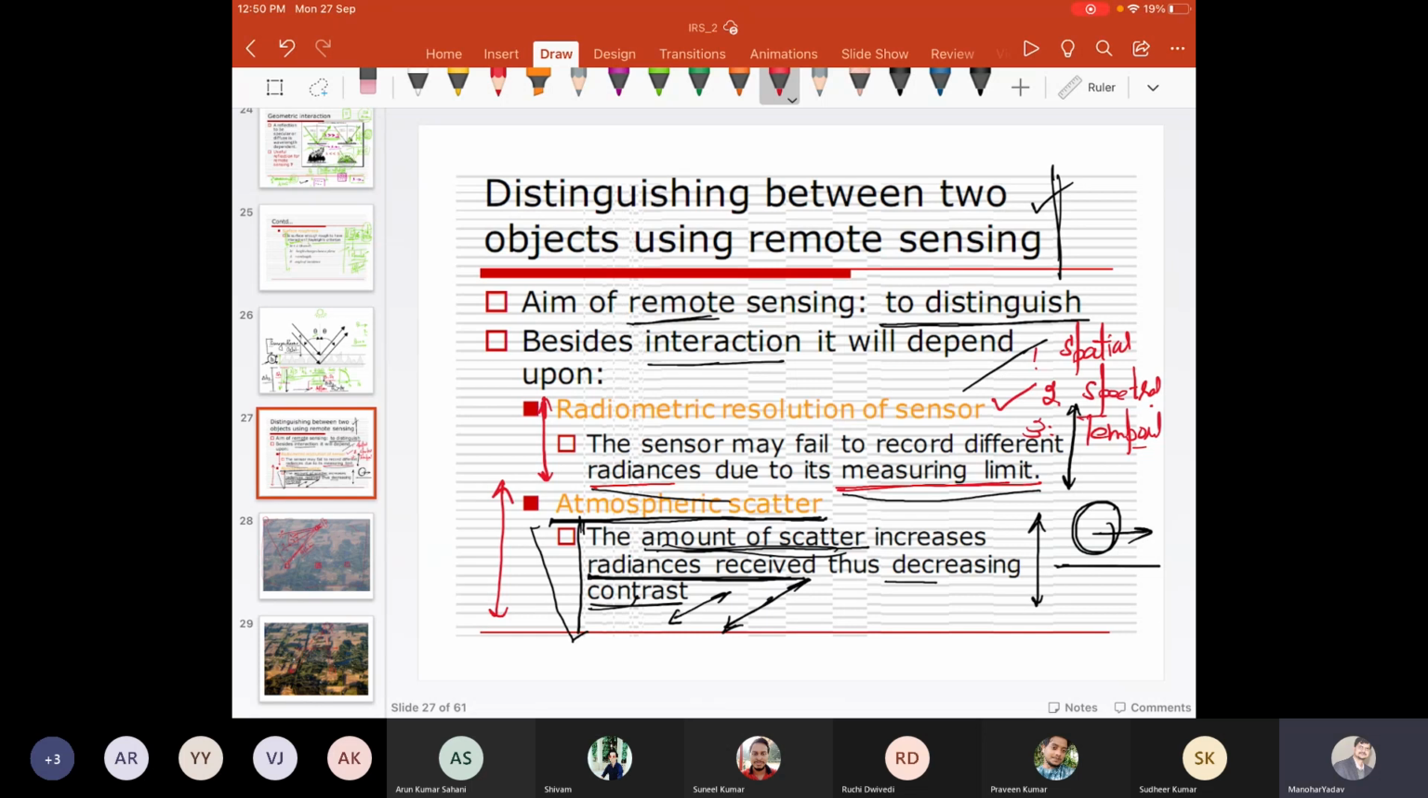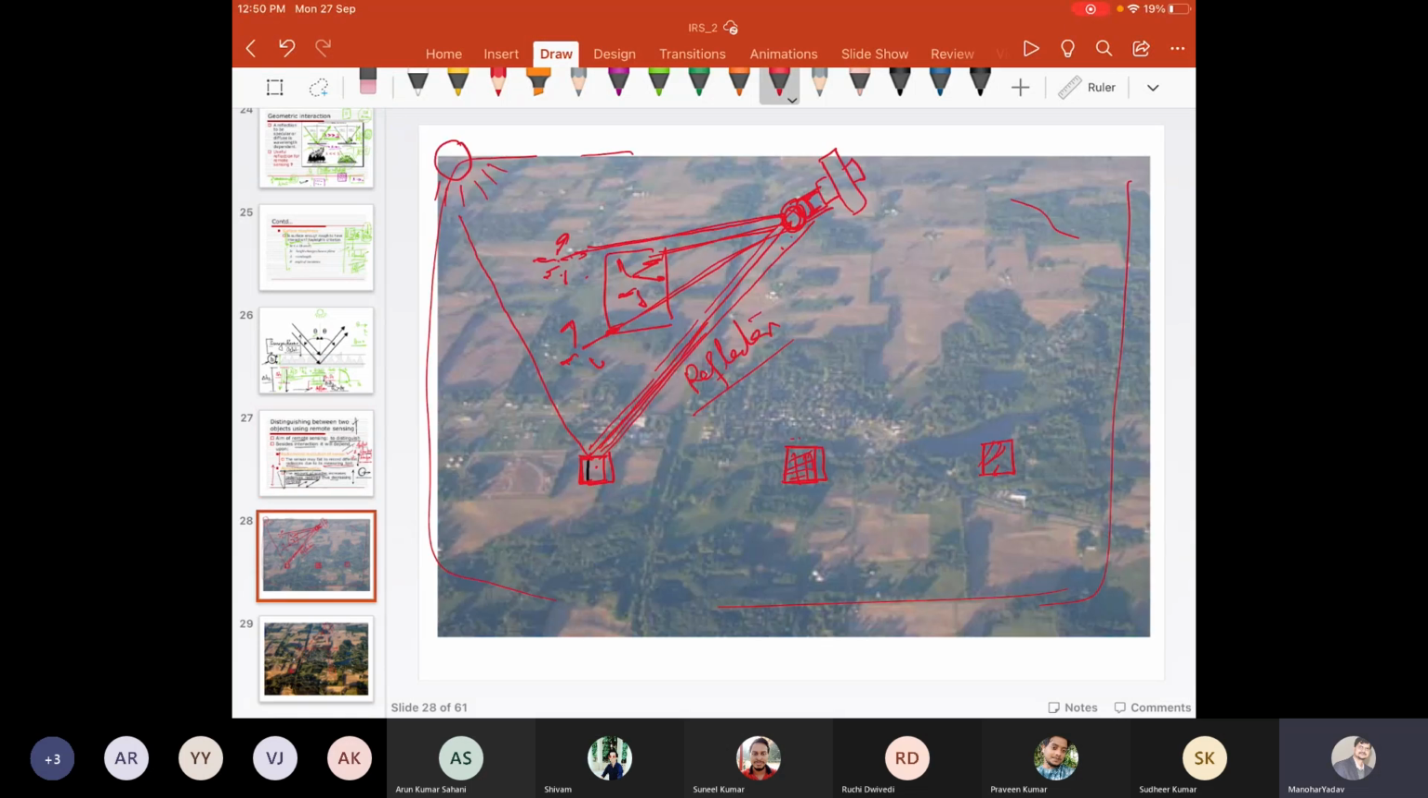When we talk about temporal resolution, it means how frequently we are acquiring the image from the same area. Let's say after each 15 days we are acquiring the image from the same area, then we can say the temporal resolution is 15 days, and it is helpful in identifying the changes over that period. Spectral resolution is related to the wavelength in a particular band, while spatial resolution is the size of this grid.